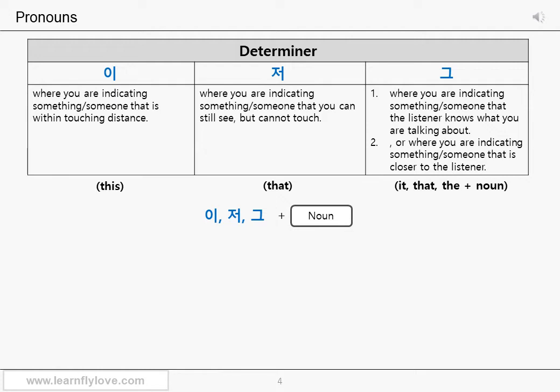There's no such a thing in English. That's why many learners are pretty confused, and that's exactly why you need to have a good understanding of all these determiners. Now, let's learn how to actually use these.